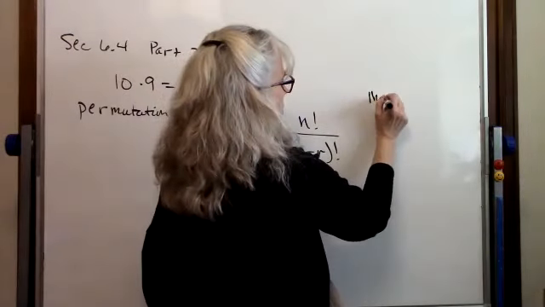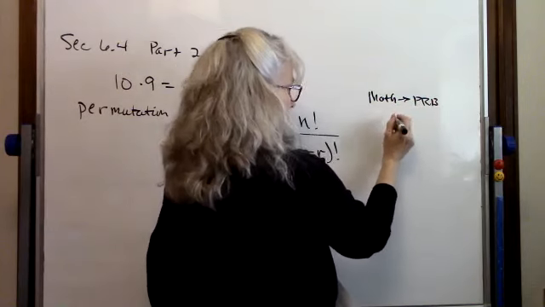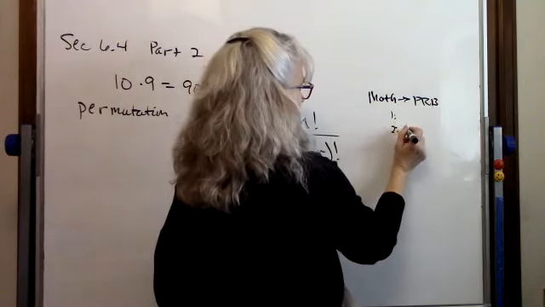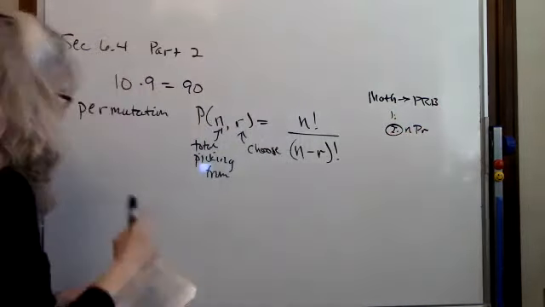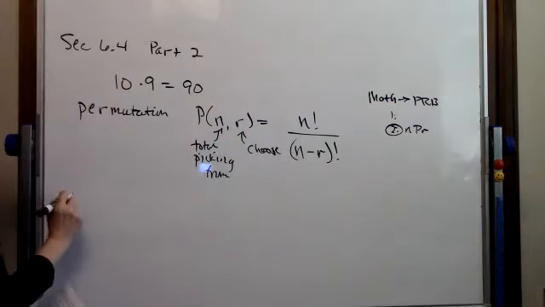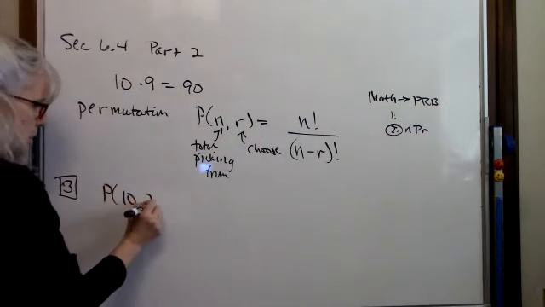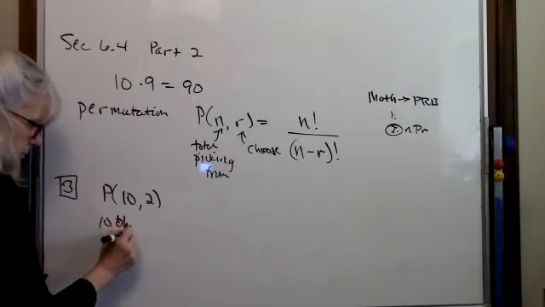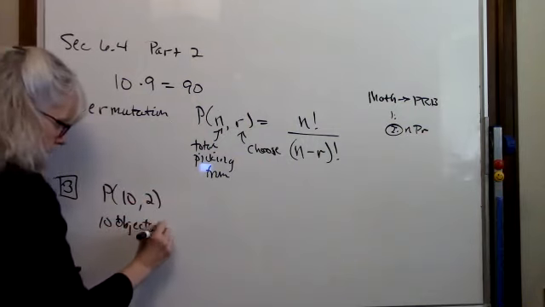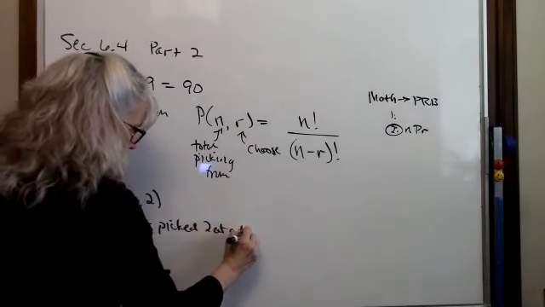So you're going to go to math, then over to PRB for probability. Then you're going to go down 1, 2 should be nPr. So you're going to pick number 2. So let's go do the exact same problem we just did. This is example 3. We're going to do the permutation of 10 objects picked 2 at a time. Again, this is 10 objects picked or chosen 2 at a time.